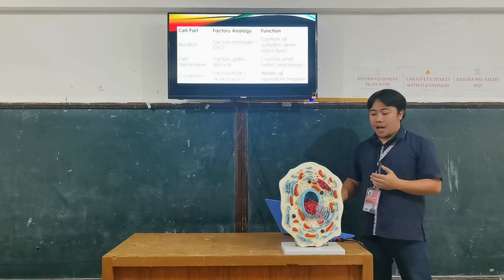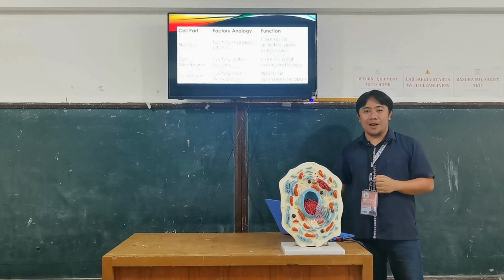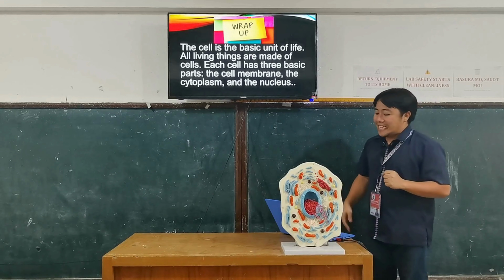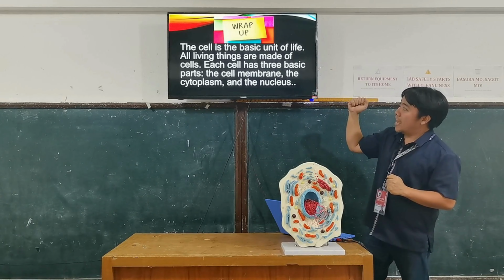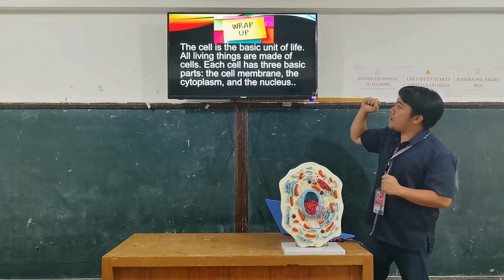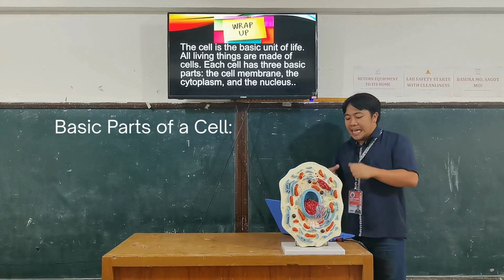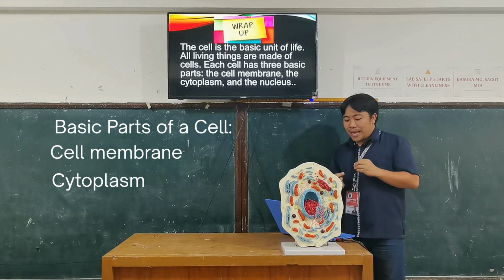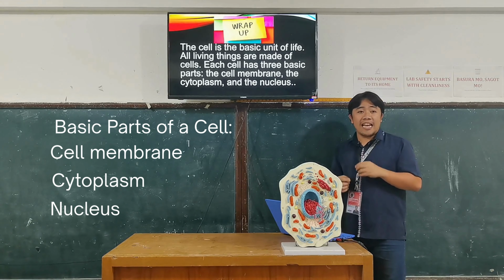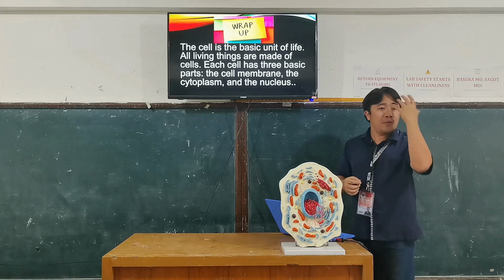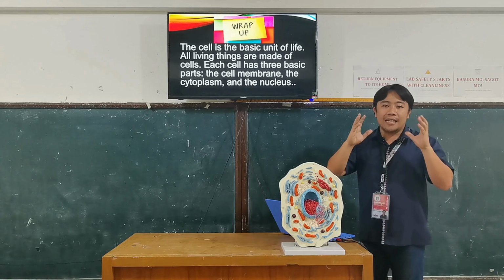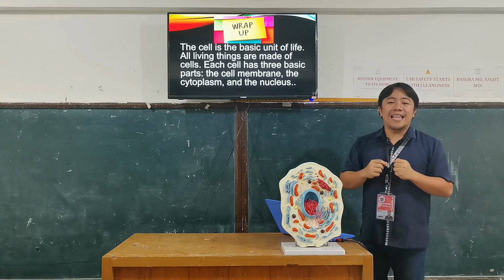Now, to wrap it up, I want you to read this one. Everybody, please read. The cell is the basic unit of life. All living things are made of cells. Each cell has the three basic parts: the cell membrane, the cytoplasm, and the nucleus. And it is what makes up our cells, and the cell is the basic unit of life.